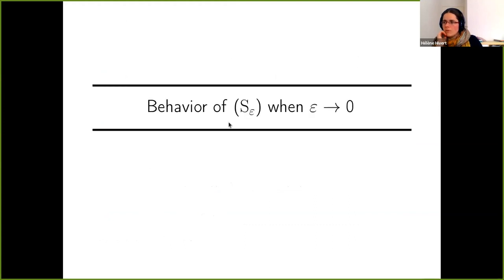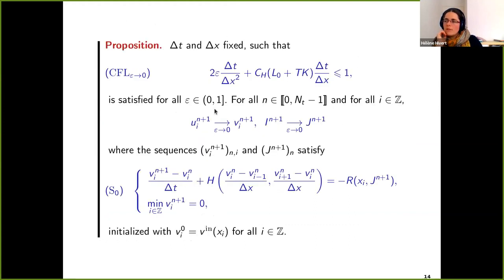Okay, I'll skip this one. In fact, the monotonicity also gives the asymptotic behavior of the scheme when epsilon goes to 0, because you have to suppose that another condition is satisfied. All the conditions I will give are compatible. It is just that it is more clear to separate them, but they are all compatible, and you can find dt and dx such that they are all satisfied.